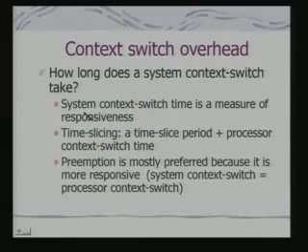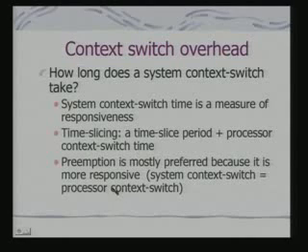So in fact, system context switch time is a measure of responsiveness of the system, and the time slice period plus processor context switch time is exactly the switching time that may be there between the two processes. That means when a process is in execution, it is allocated a time slice. Next time another process can come into being only when the time slice has expired and the context switch has taken place. So this time altogether measures that time.